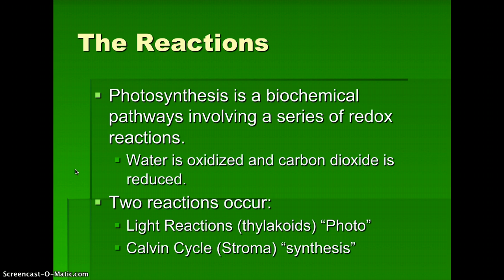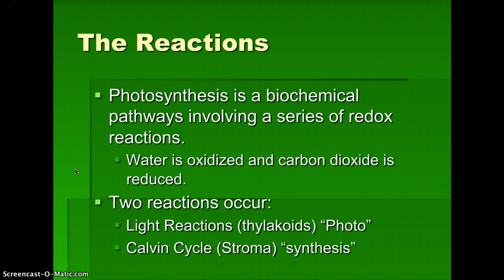So as we stated before, photosynthesis is a biochemical pathway that involves a series of oxidation reduction reactions. So it's a redox reaction. And initially what we're going to see is water is going to be oxidized. So when water is split, it loses electrons and donates those electrons into this entire biochemical pathway. At the end, carbon dioxide will be the molecule that is to be reduced.